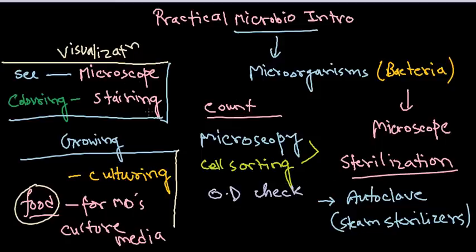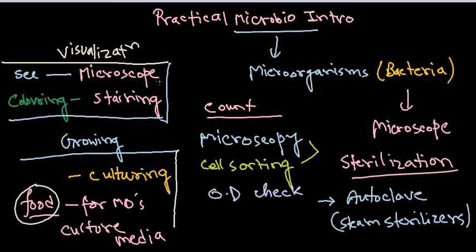Then you need to visualize via staining and microscopy. Then you need to grow them in culture media, you need to count them, and then you need to do the rest of the job, whatever is there. But these are the major basic techniques you must learn as a microbiologist in the very first duration of your course, right? So for these different purposes, different machineries are required, different glass vials are required.